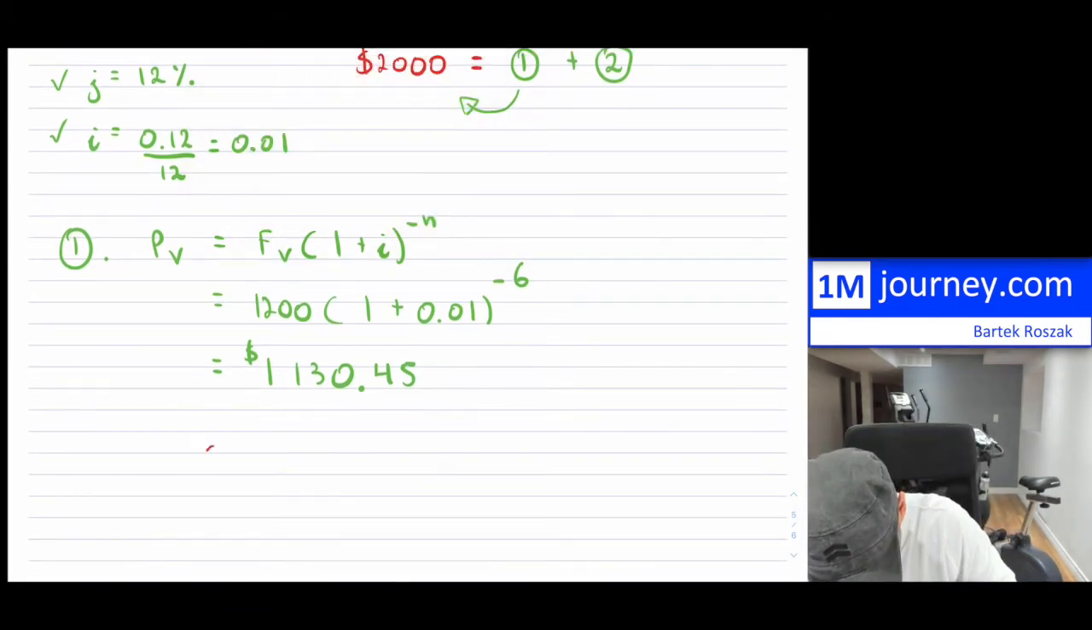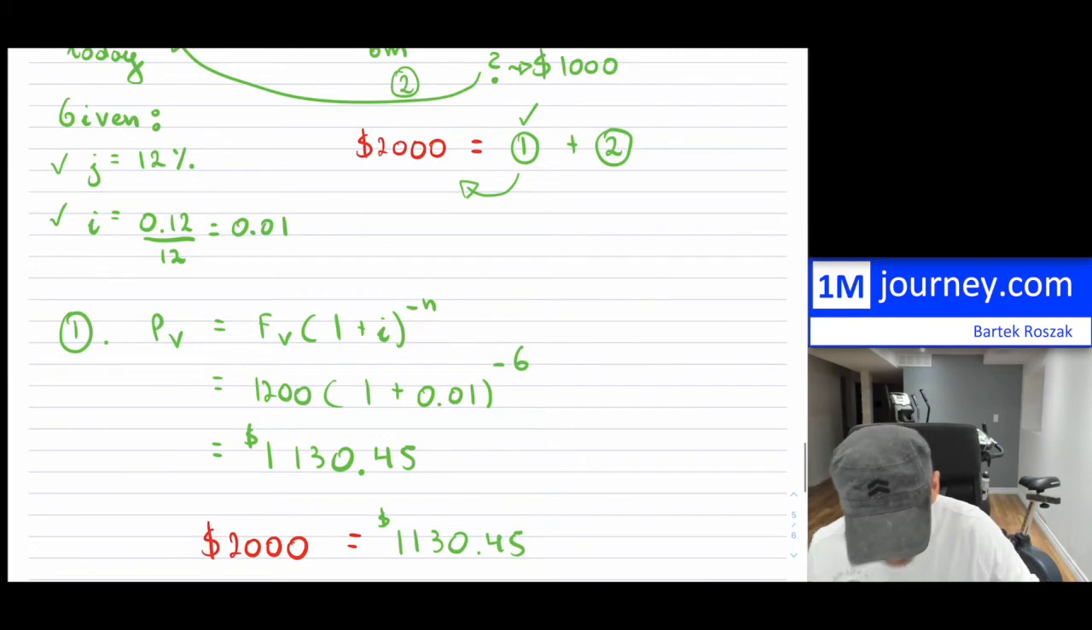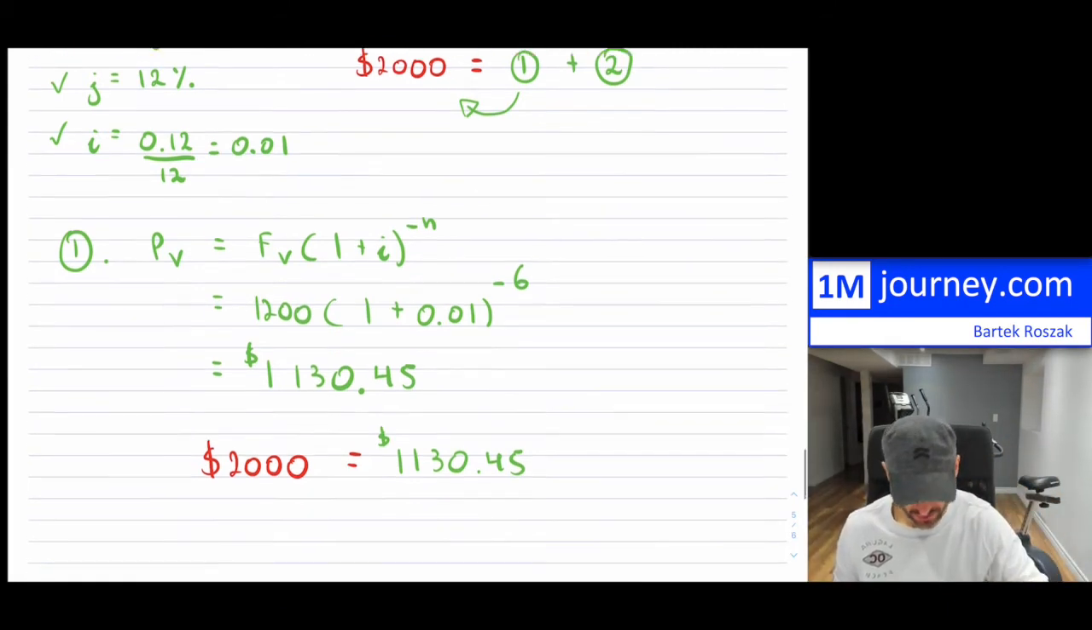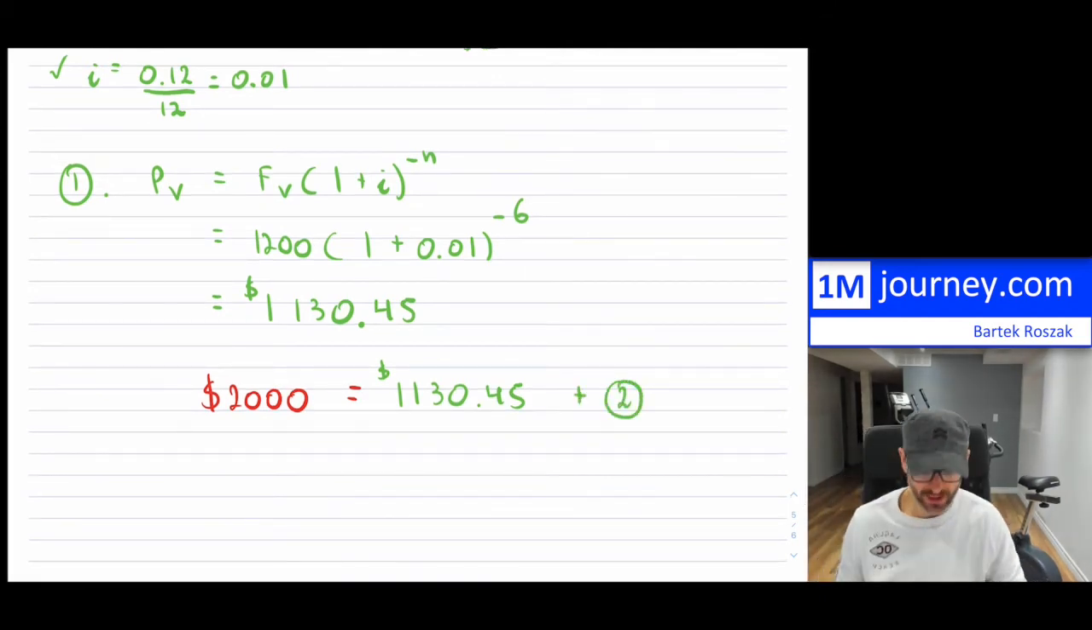So now I know that I have $2,000 that I need to repay. That number 1, so this one, is $1,130.45. That's my first payment. That's the equivalent value today of the $1,200 in 6 months, right? And then I still have plus 2 right here, which I have no idea what that is.